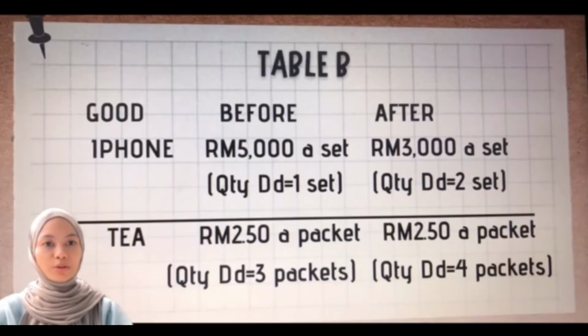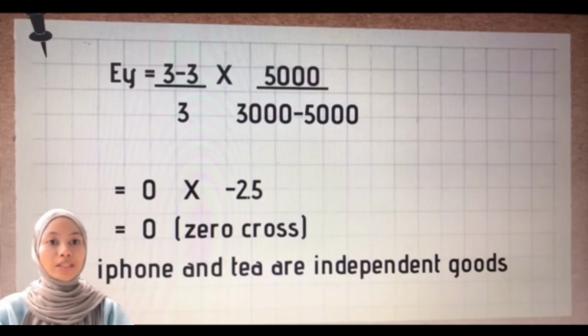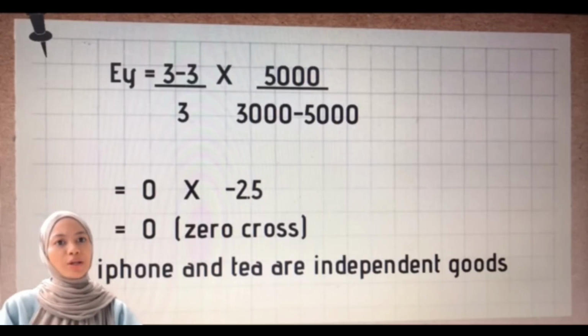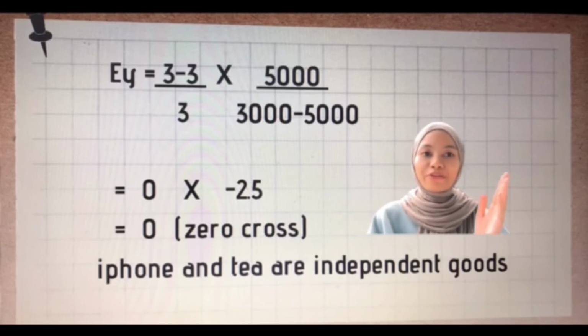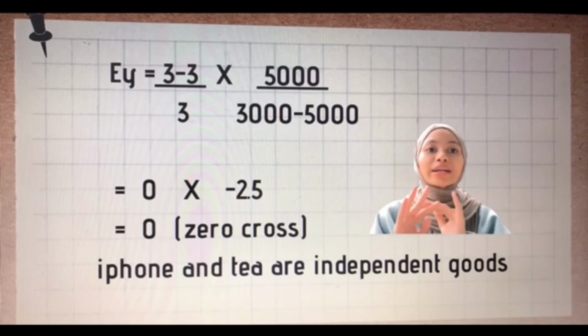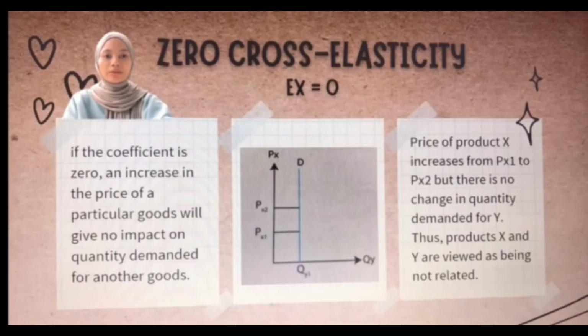So we will continue with calculating table B, which is we use the same formula. If we see the answer, we will get 0. So this means the cross elasticity of table B is 0. So iPhone and tea are not related goods. If the coefficient is 0, it is independent goods.